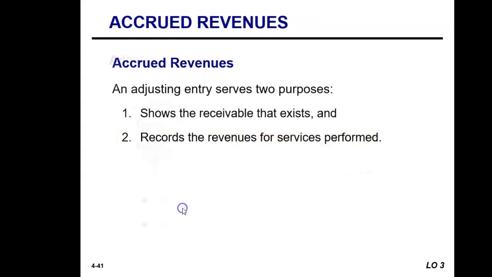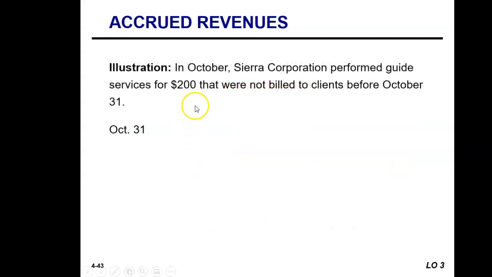Okay, let's get right to it, shall we? It says, in October, Sierra Corporation performed guide services for $200 that were not billed to clients before October 31st. So we performed the actual service. We have completed the performance obligation. However, we have not yet recognized nor recorded the revenue transaction. Because it was earned in October, the revenue has to be recognized and recorded in the month of October.